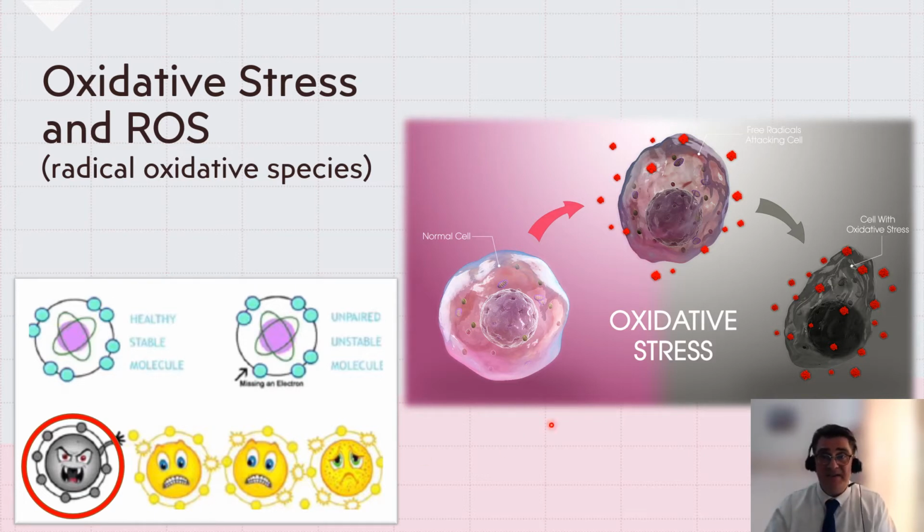So in any case that this neighbor is a cell, we will see that the ROS will start to obtain electrons from our cellular membrane. And unfortunately, this may lead to cellular death.